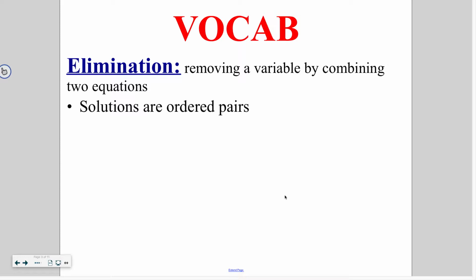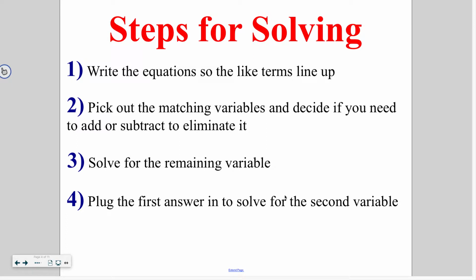Again, just like graphing, just like substitution, our solutions are ordered pairs because it is telling us where two lines intersect. So, steps for this. First, you want to make sure that the equations are written so that the like terms are lined up. X should be paired with X, Y with Y, and numbers with numbers. You are going to want to find which variable is the same, and decide if you need to add or subtract to get rid of it. Then you are going to solve for the remaining variable, and finally plug in that first answer to go back to get the second answer.